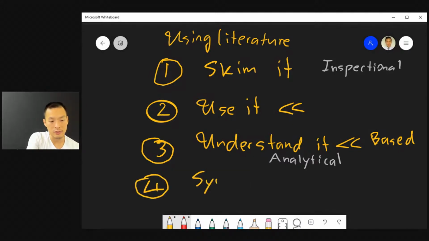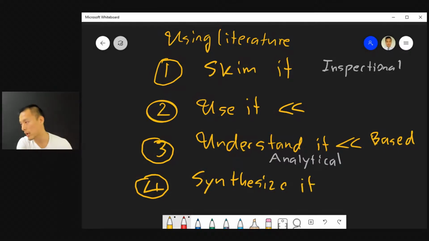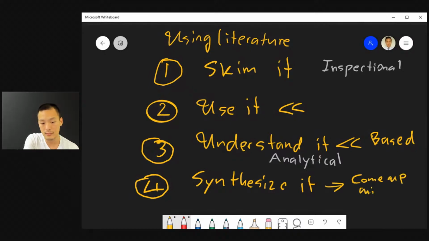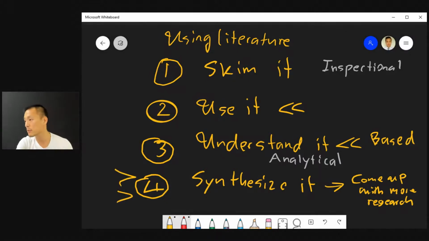And then the last level, which hopefully you will get to before you graduate your PhD, is once you have read papers, you can synthesize them. This is how you come up with more research. And we will talk about this a little bit next week. Let's say you have read a bunch of papers and you want to come up with your own research project, where do you start?